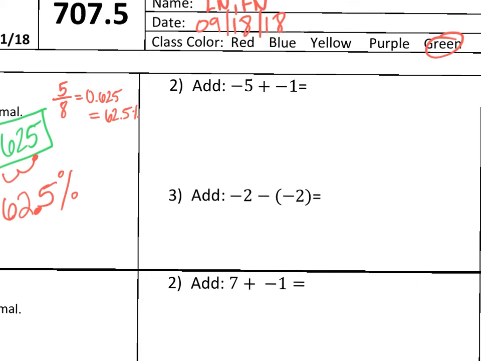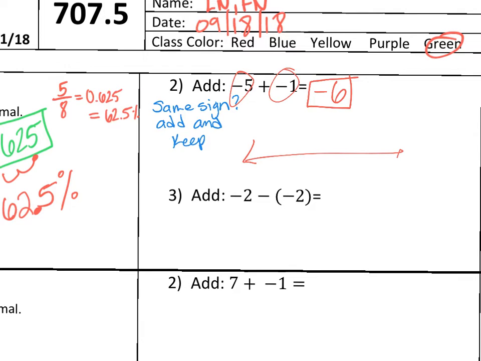Number 2. Number 2 and number 3 are kind of like review. I would like for you to use a number line, but you can solve it mathematically first. Number 2 says add -5 plus -1. Please write this: same sign, add, and keep. So they have addition between them. That's like check 1. Now you look at their signs. They're both negative. So if they have the same sign, you add them together and you keep their sign. 5 plus 1 is 6. Keep their sign, negative. So it's -6.